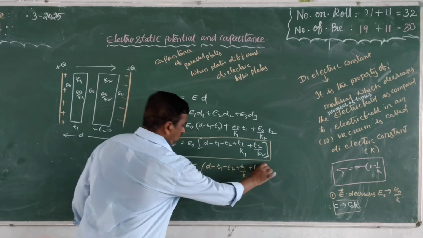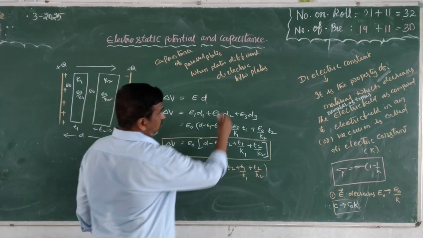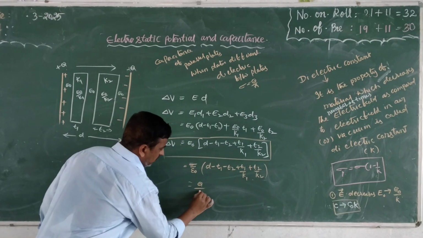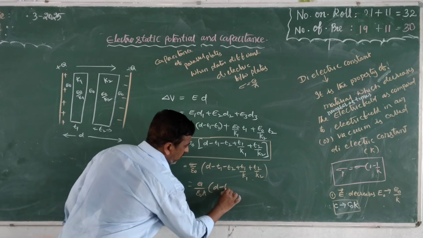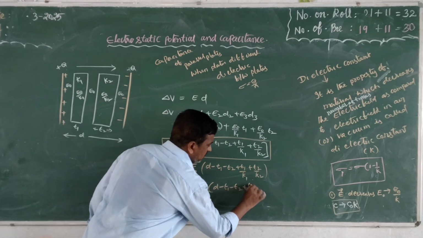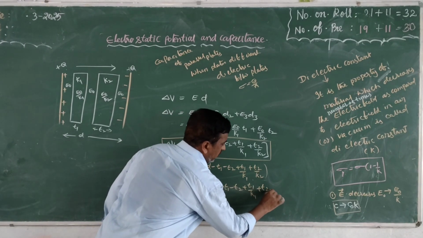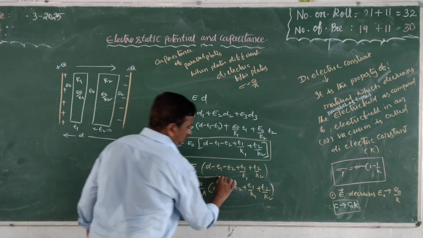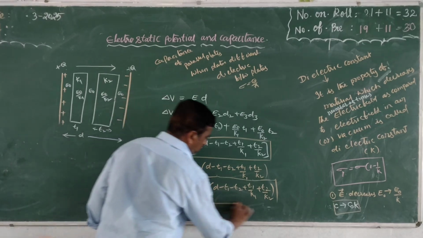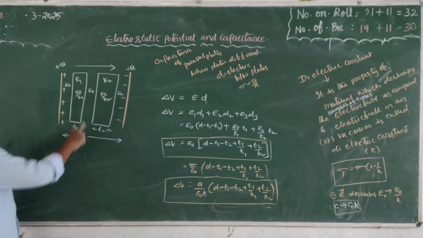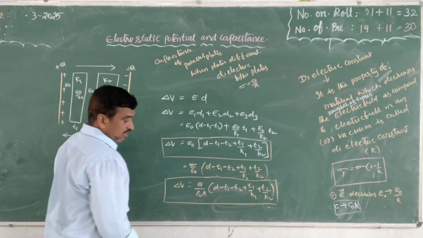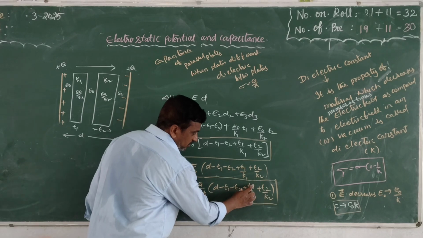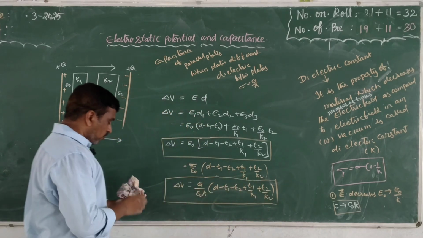Sigma, as we know before, is charge per unit area. We can write here Q by epsilon naught A into D minus T1 minus T2 plus T1 by K1 plus T2 by K2. It is delta V, the change in potential when two dielectrics with different dielectric constants are placed between the plates. We want the capacitance.